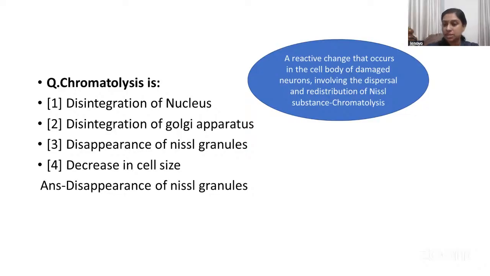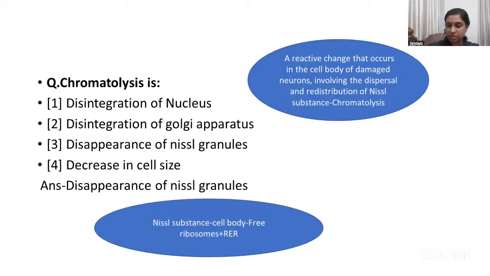Nissl substance is present in the cell body of the neuron, the other name for which is the soma of the neuron. So the reactive change occurring to the Nissl substance leads to its dispersal and redistribution. The Nissl substance is present in the cell body, and it mainly consists of free ribosomes and rough endoplasmic reticulum.